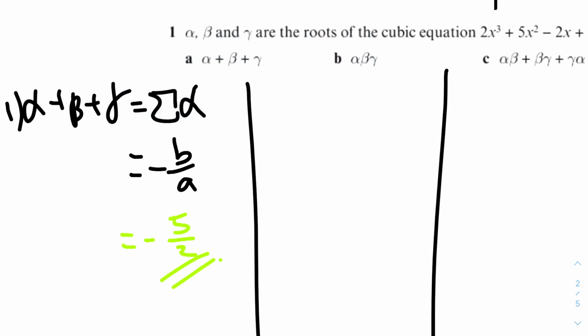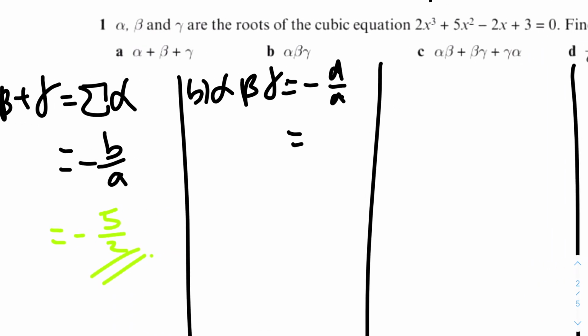In part B, alpha beta gamma. This is basically the product of the roots, which is equal to minus d over a. Right? And in this case, d is 3, because a, b, c, d. So this is 3, or d, and this is a. Therefore, alpha beta gamma equals minus d over a, which is equal to minus 3 over 2, like so.